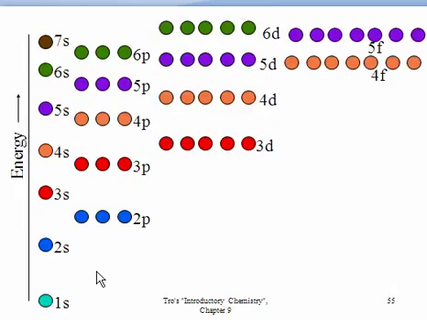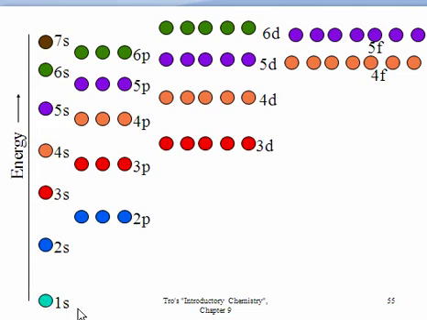This is an energy diagram of orbitals, subshells, and energy levels for a typical atom. And energy is going to increase as we go up. So what that means is as we go up, these energy levels are further and further away from the nucleus. The nucleus is way down below here, attracting the electrons, keeping the electrons on the atom.